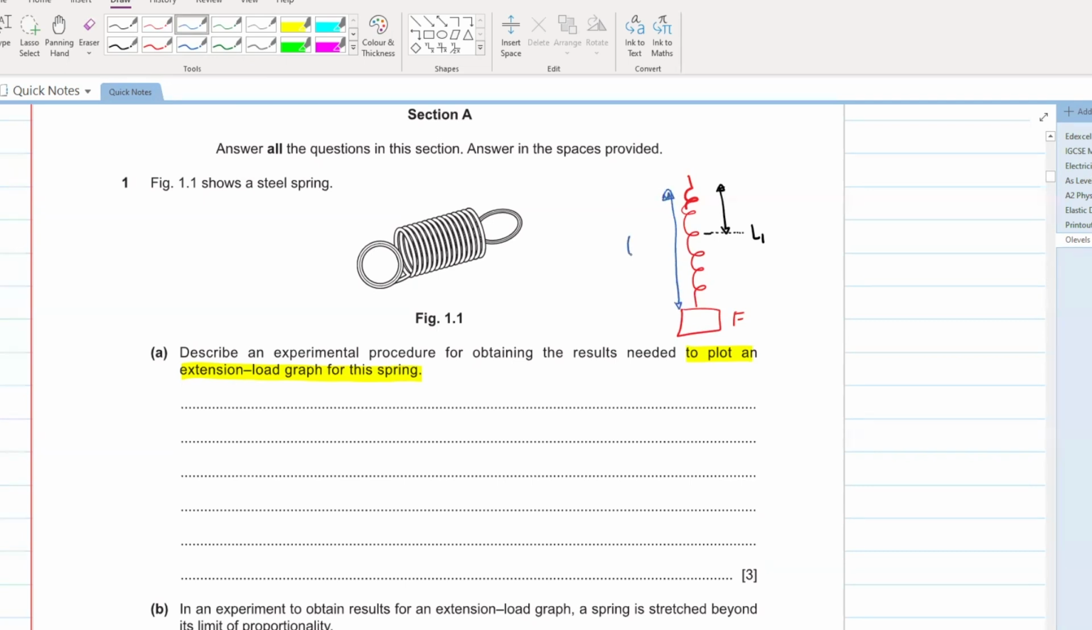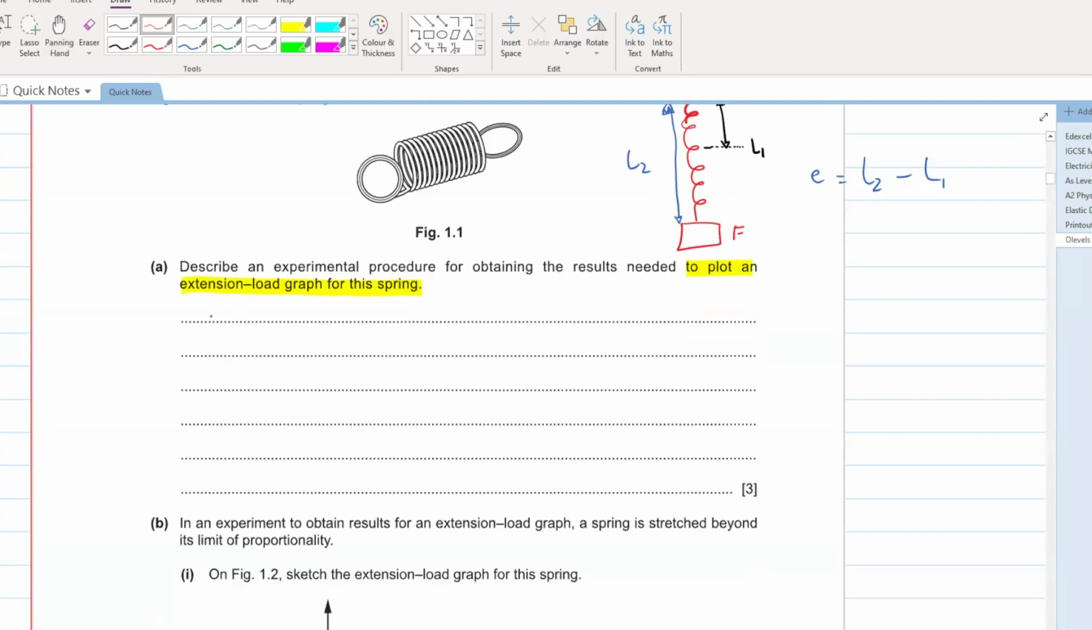Can you calculate the extension? Yes, extension is L2 minus L1. Can you calculate the force? You can calculate or measure the force of this block using a Newton meter. Simple. So you can write it here.